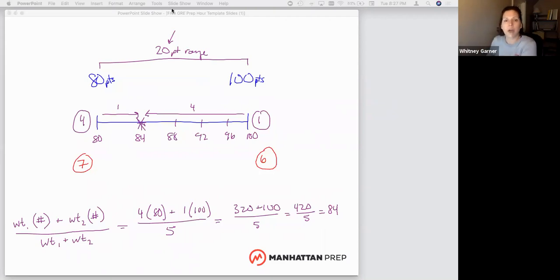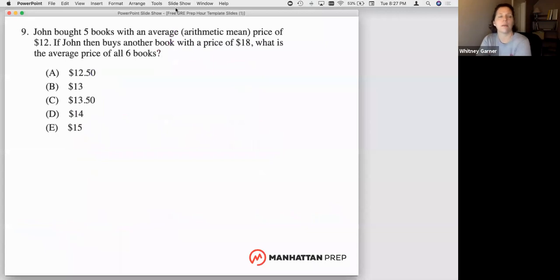Okay, so let's try one in a more realistic situation. So let's give this one a try. And I'll give you 2 minutes to kind of poke at it. Maybe you plug it in, maybe you do both. You try to sketch it out and take an estimate and then plug it in. That'd be my recommendation.